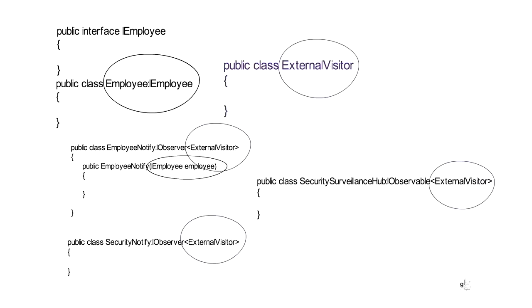So in summary, here are our main classes: Employee Notify, an observer class; Security Notify, an observer class; Security Surveillance Hub, the observable class; IEmployee, an interface defining an internal staff member record; Employee, a class that implements the IEmployee interface, so it represents an employee record; External Visitor, a class representing the person that has registered to visit a member of staff that works inside the relevant building. This class represents a person that must be authenticated on the day of the relevant visit.